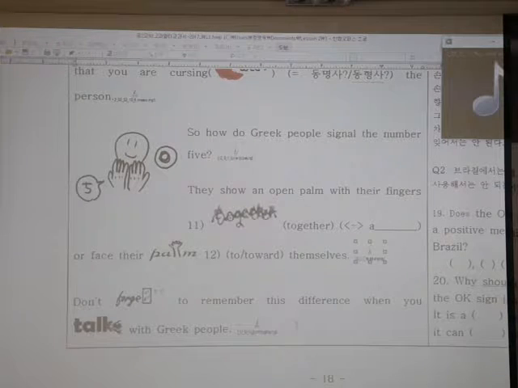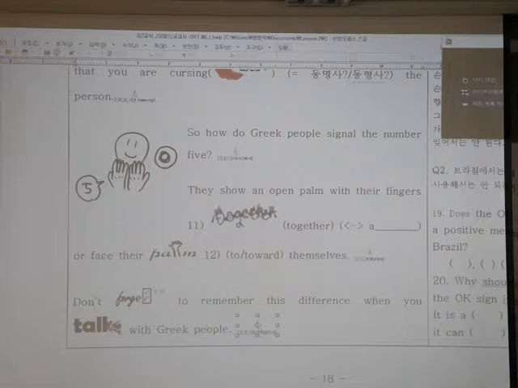They show an open palm with their fingers together or face their palm toward themselves.